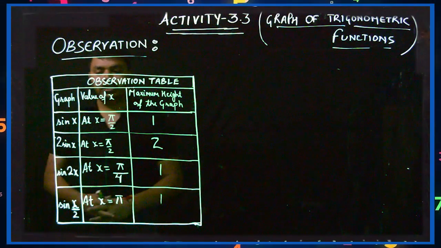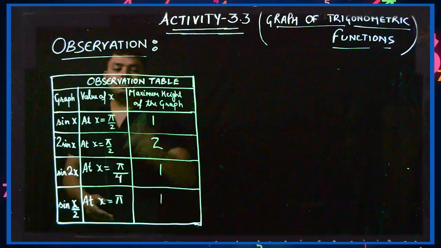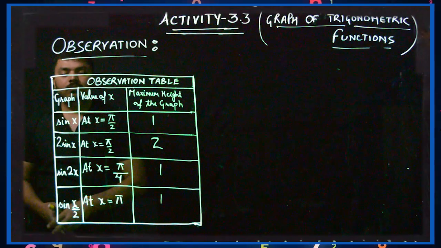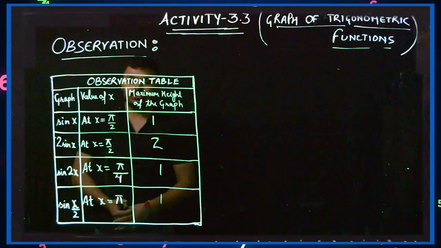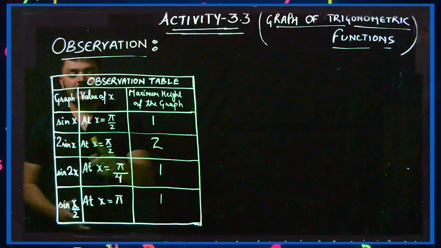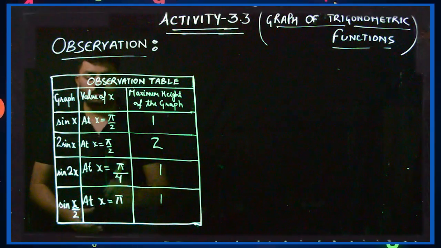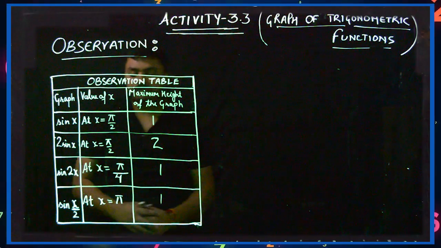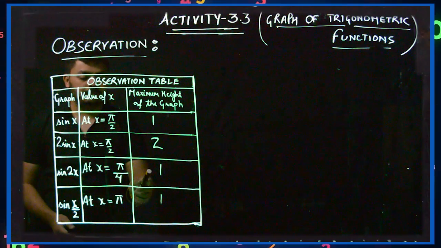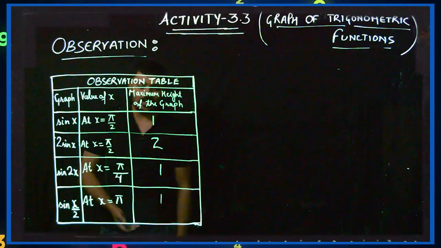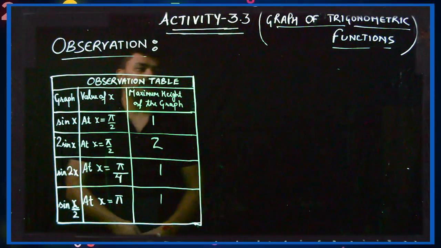So students, now let's see the observation for the given activity. This is our observation table and the maximum height of graph is given. So maximum height is 1 for sin x at x equals to pi by 2. At x equals to pi by 2, 2 sin x has its maximum value 2. At x equals to pi by 4, sin 2x has its maximum value 1. At x equals to pi, sin x by 2 has its maximum value 1.